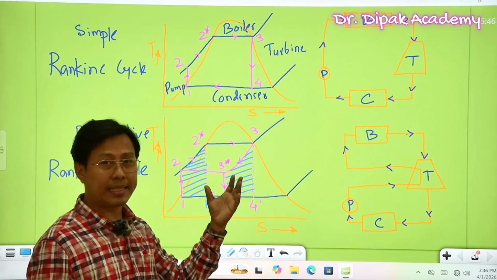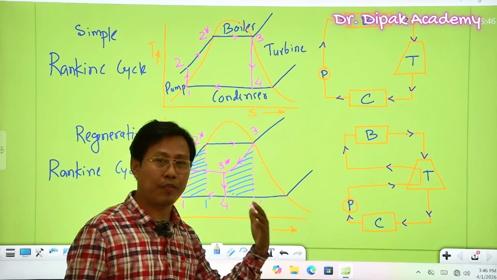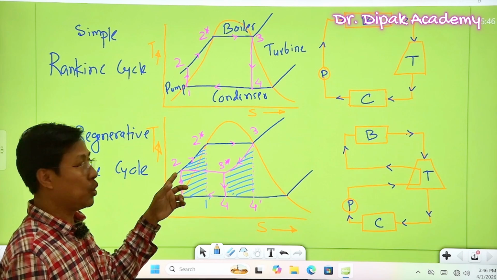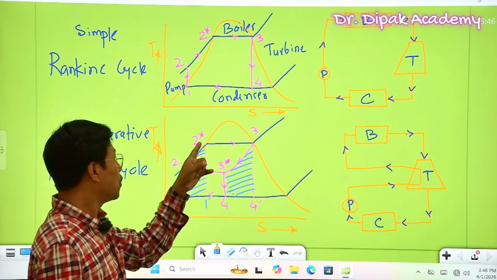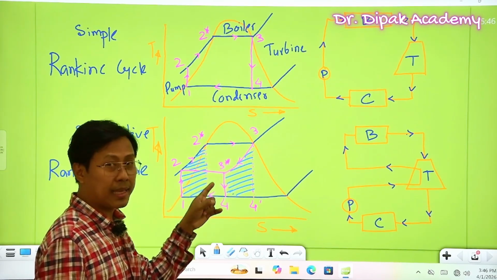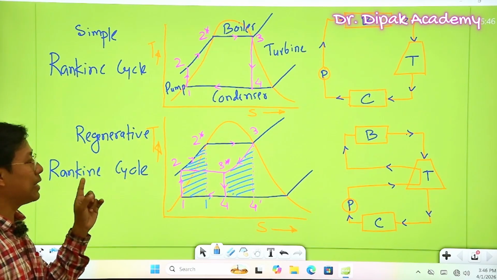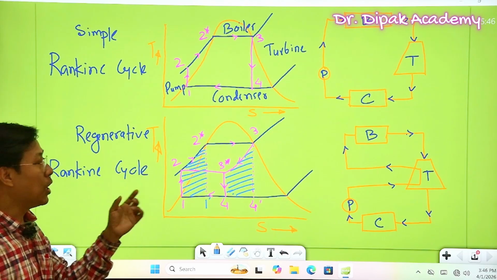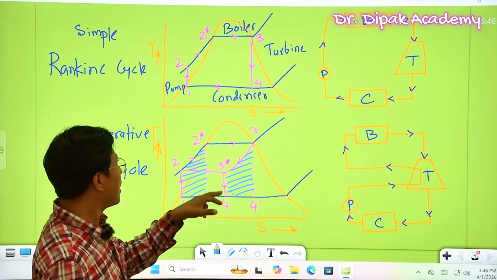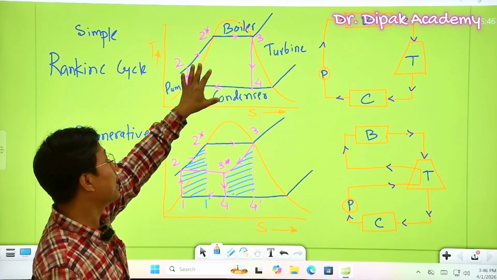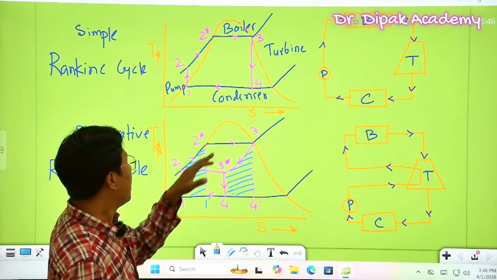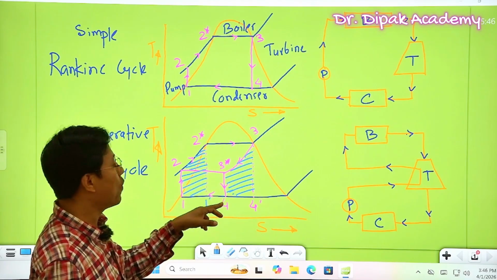Here we can see certain modifications in this cycle. Here 1, 2, 2 star, 3, 3 star and 4, again 1 is the cycle which is called a regenerative Rankine cycle. Okay. So the simple difference is that 3 star and 4. In the simple Rankine cycle, it is 3, 4. Okay. Here it is 3 star and 4.